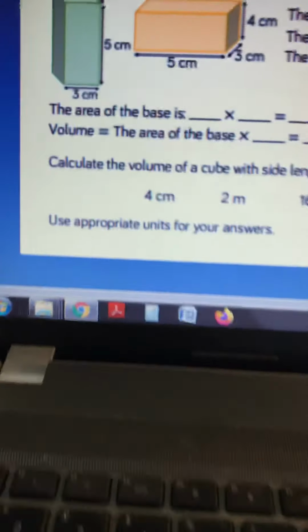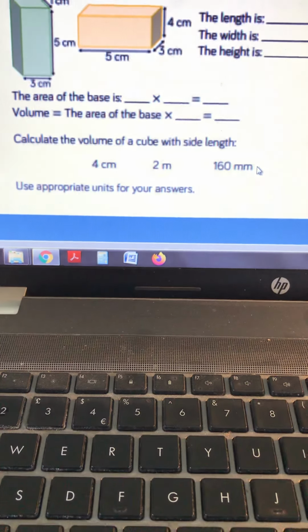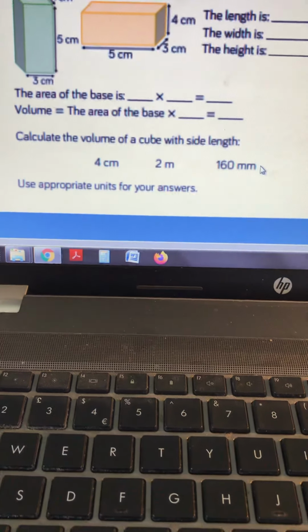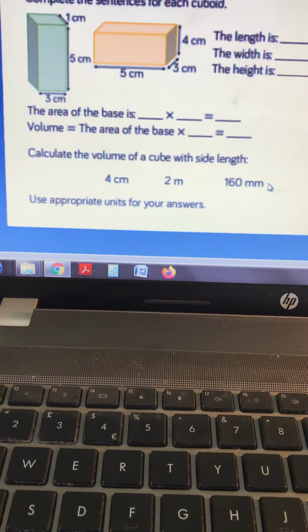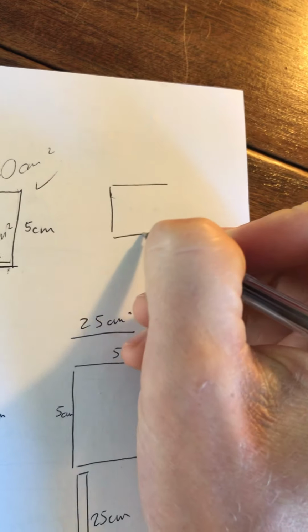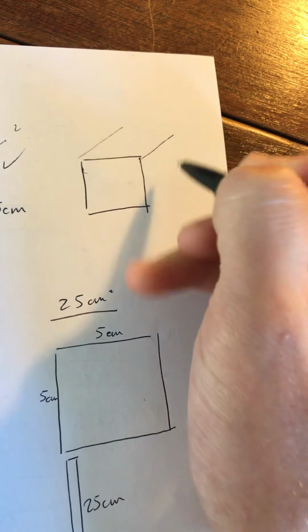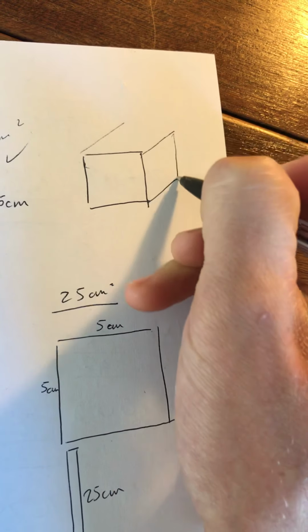There we go. Now we've got to calculate the volume of a cube with a side length of 4 centimetres, then another of 2 metres, then another of 160 millimetres. So what we need to do, we have to draw a cube. Make these as square as possible. So just to show you where and why those answers are coming from.